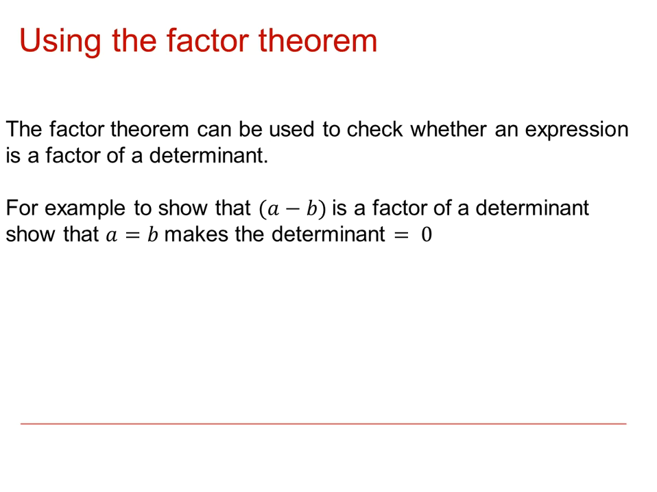So for example, if we want to check whether a minus b is a factor, all we need to do is to make a equal to b in the determinant and show that that then makes the determinant equal to 0. Obviously, if we've got a minus b with a equal to b, then a minus b is equal to 0, and therefore that would make the determinant equal to 0.